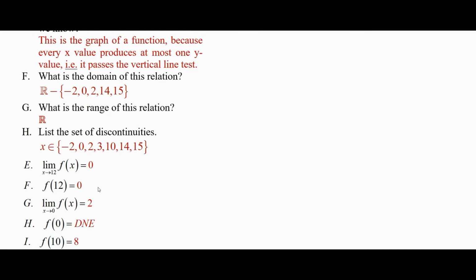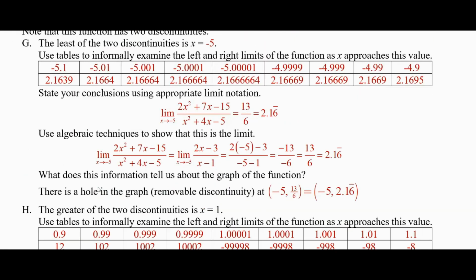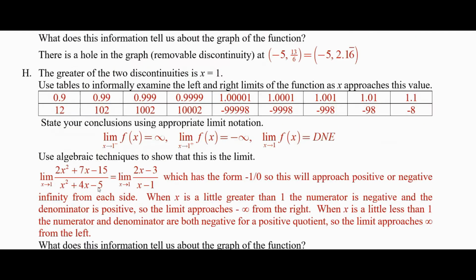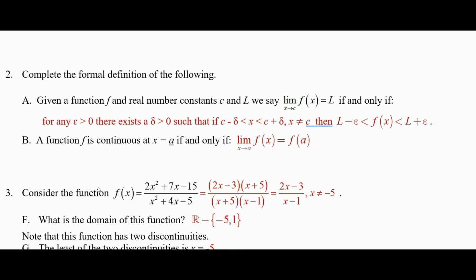Now, thinking back to the definition of the limit, let's go back over that real fast. Given a function f and real number constants c and L, we say the limit as x goes to c of f of x is L if and only if for any epsilon greater than 0 there exists a delta greater than 0 such that if c minus delta is less than x, which is less than c plus delta, but x is not c, then L minus epsilon is less than f of x, which is less than L plus epsilon.